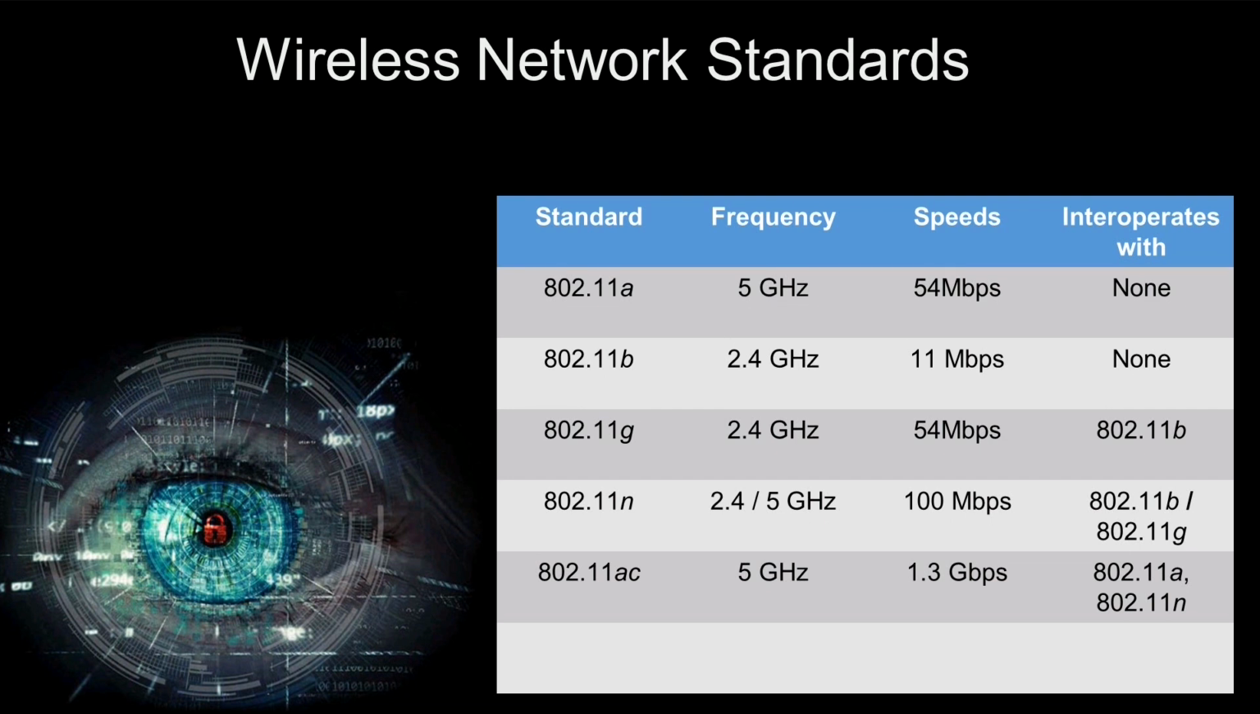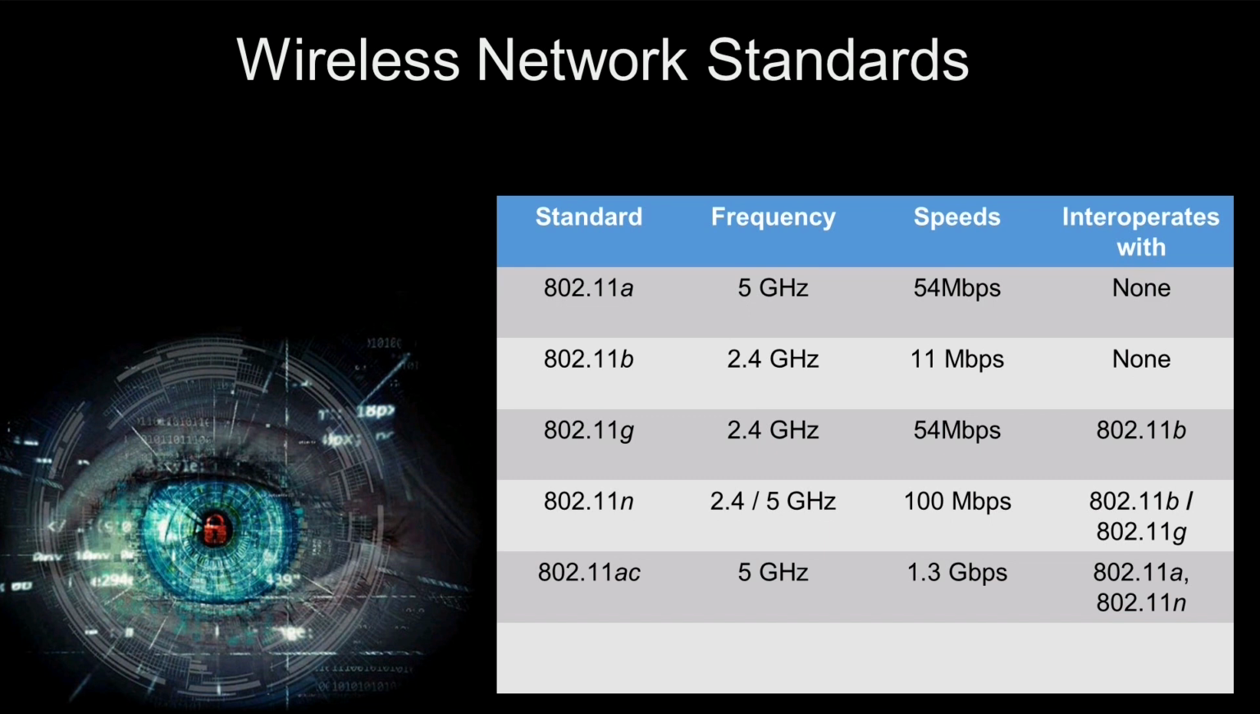The first standard for wireless communication is 802.11a. The frequency on which it operates is 5 gigahertz, and the expected speed is 54 megabits per second, and it does not provide interoperability with any other version. Now the next standard is 802.11b. The frequency on which it operates is 2.4 gigahertz, the expected speed is 11 mbps, and again it does not provide interoperability with any other version.